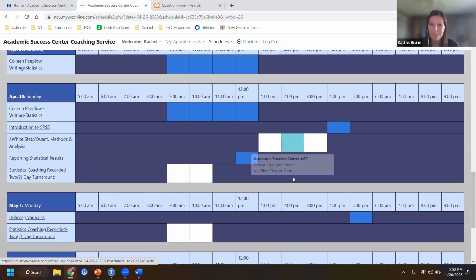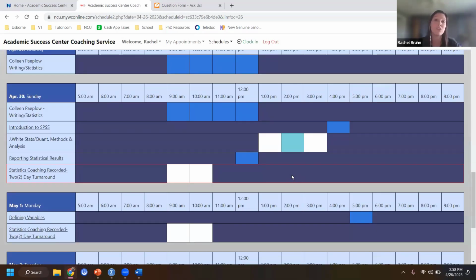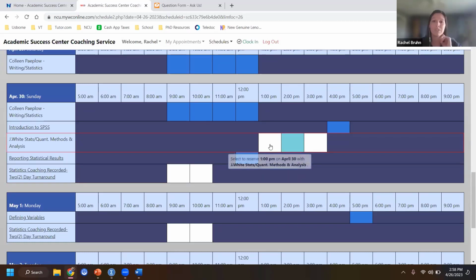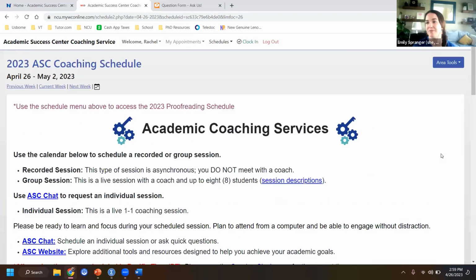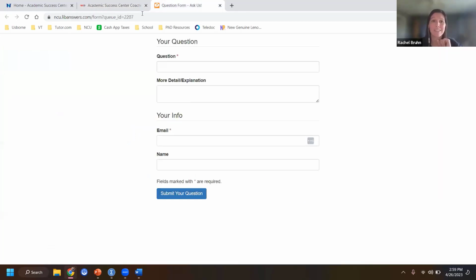So that's an example of why you might want to use chat or reach out to us to schedule, because we can see sessions that you see as not available that to us are actually available. Sometimes you'll see them as white. Typically that means it was a cancellation or something like that. But most of the time they're going to be unavailable for individual scheduling. So you can jump on and schedule it yourself, you can reach out to us using chat, or you can submit a ticket and we can help you get squared away.